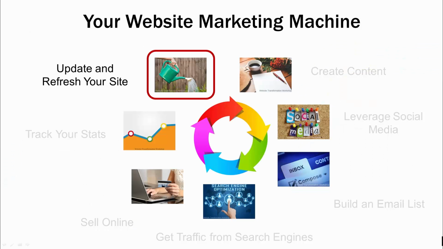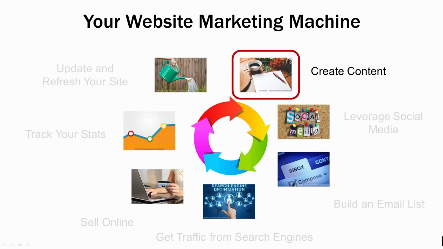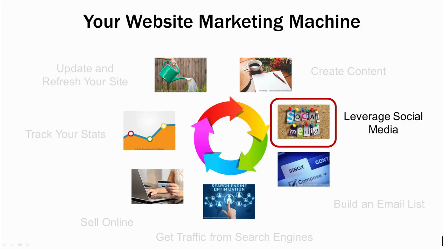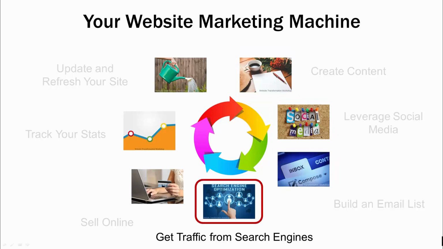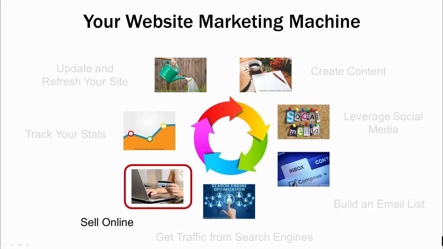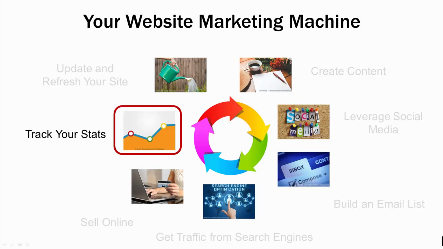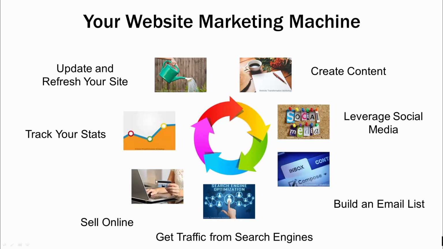So you've got this website marketing machine, and I have this in a circle: updating your site, creating content for your site, leveraging social media, building an email list, getting traffic from the search engines, selling online, and tracking your stats. It's a circle because as you work on your site, you can go in any order. Work a little bit on one, then work a little bit on another. It's a holistic approach to marketing your site.